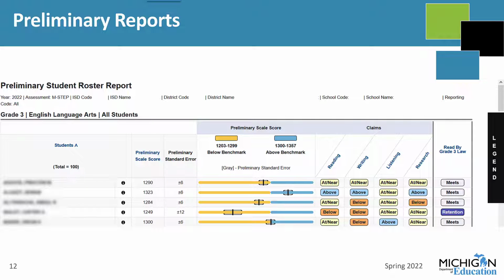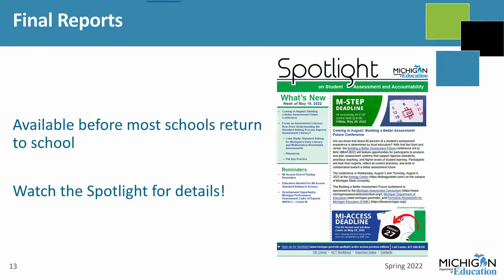Preliminary reports will remain available until final reports are released. Final reports typically become available in late August. Make sure you watch the spotlight. There will be announcements posted there when the final reports become available. When they are available, make sure you look for My Final Reports training. There will also be an interpretive guide to MSTEP reports document that provides detailed information about each report.